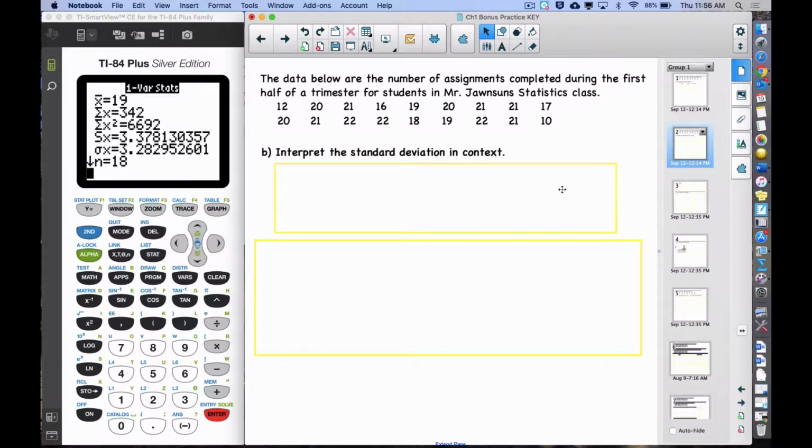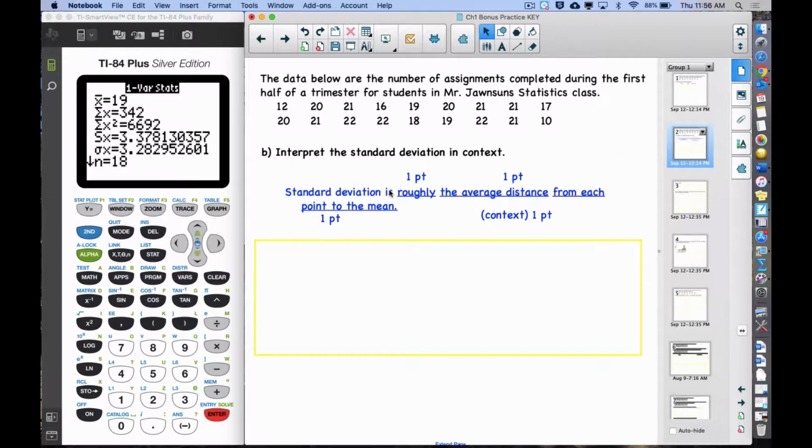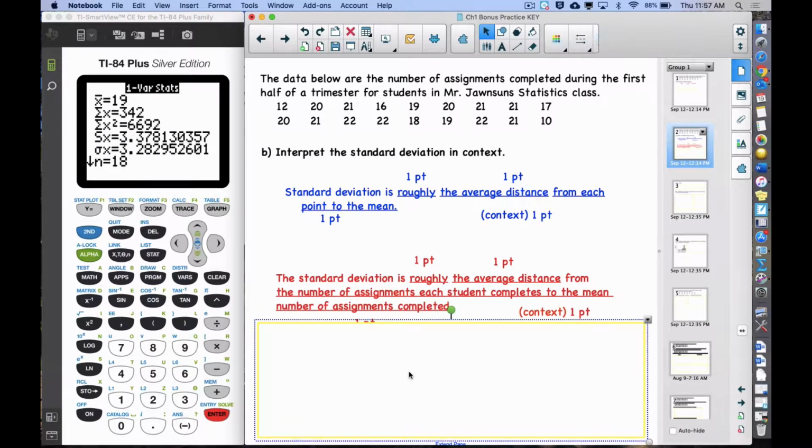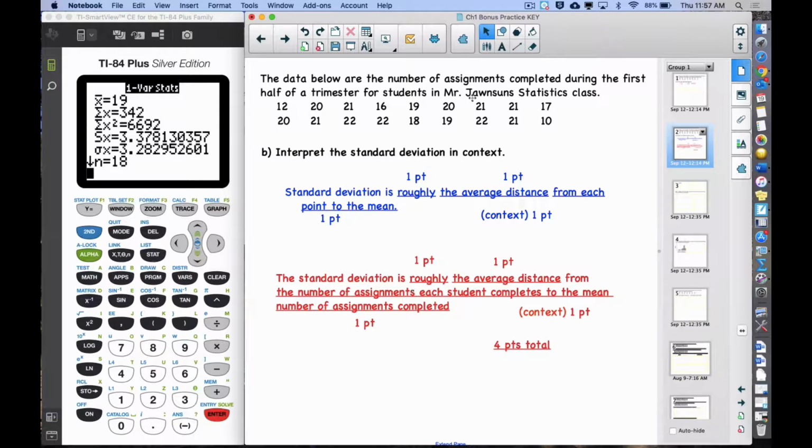Then for part B, they want you to interpret the standard deviation in context. So this is the generic version we wrote. Standard deviation is roughly the average distance from each point to the mean. In this problem, instead of each point to the mean, we still would say that standard deviation is roughly the average distance, but now it's from the number of assignments each student completes to the mean number of assignments completed, because we are talking about the number of assignments completed in his class.